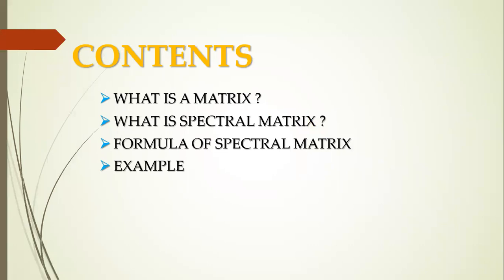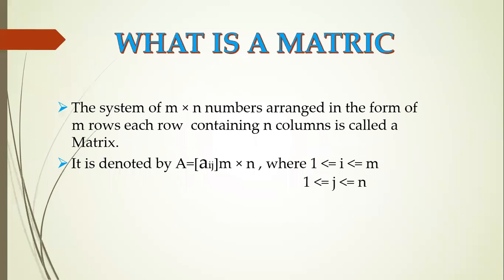Moving on to the first slide, what is a matrix? A system of m into n numbers arranged in the form of m rows, each row containing n columns, is called a matrix. It is denoted by A = [aij] m×n, where 1 ≤ i ≤ m and 1 ≤ j ≤ n.